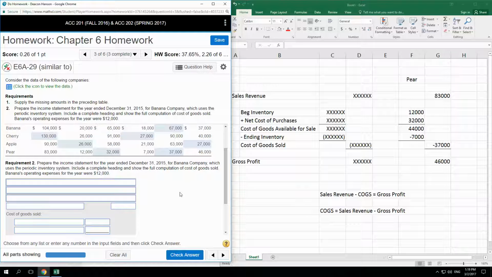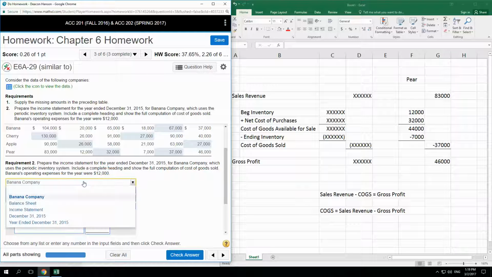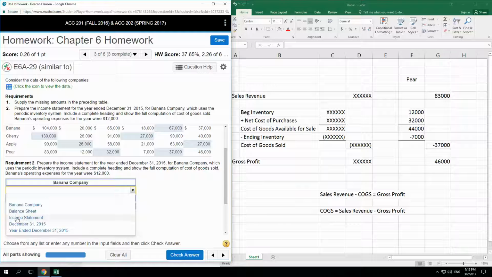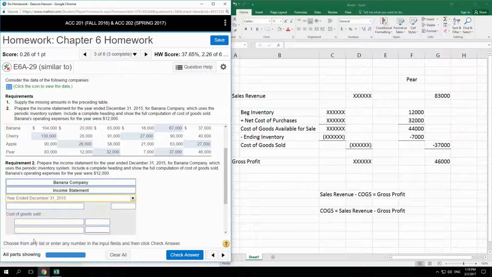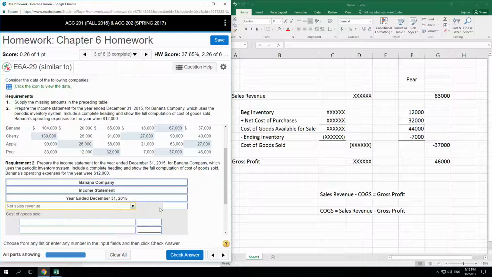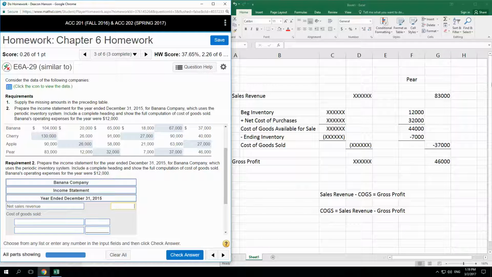So let's see, it's for the year ended December 31st, 2015. We head it up with the company's name, Banana Company. Is that the only type of banana? Yeah, Banana Company. And it's going to be income statement for the year ended December 31st, 2015. And then we start with sales revenue. So net sales revenue is 104,000.